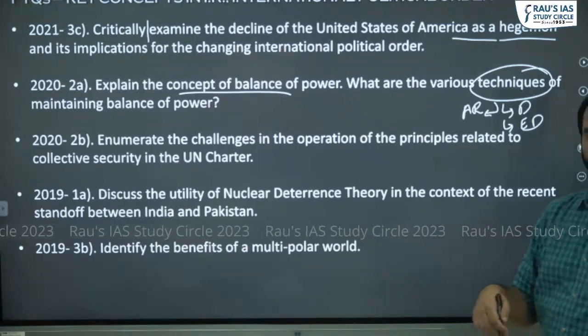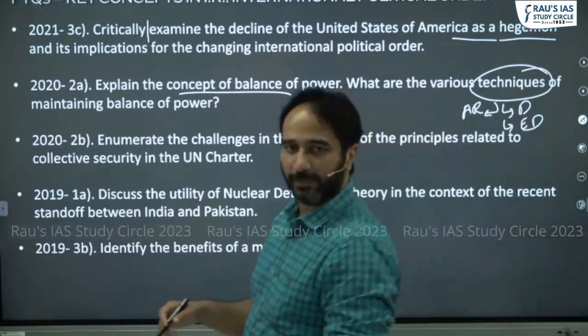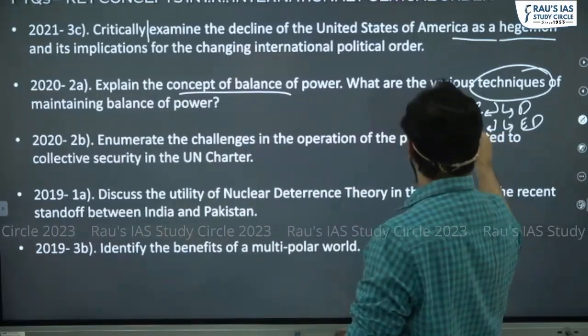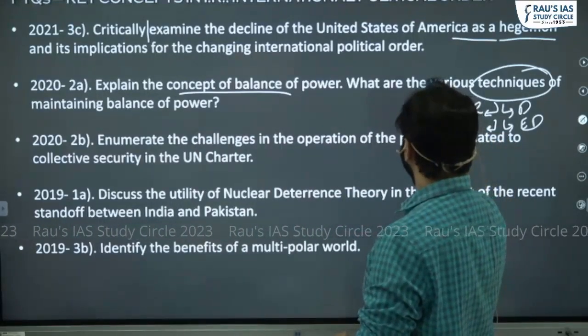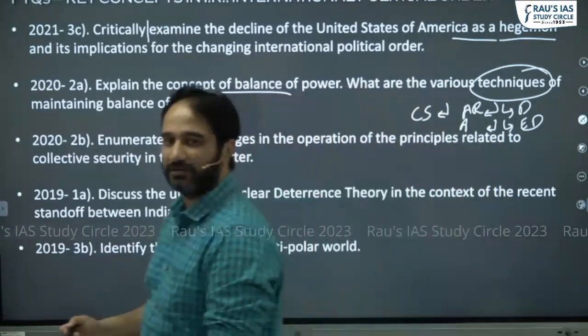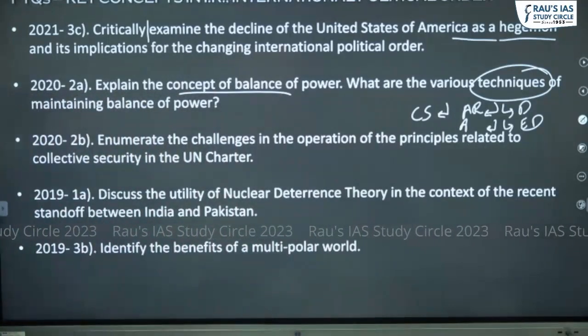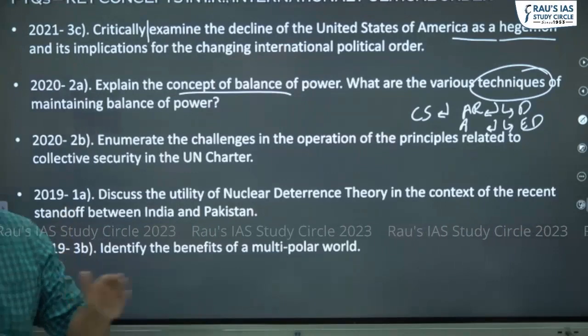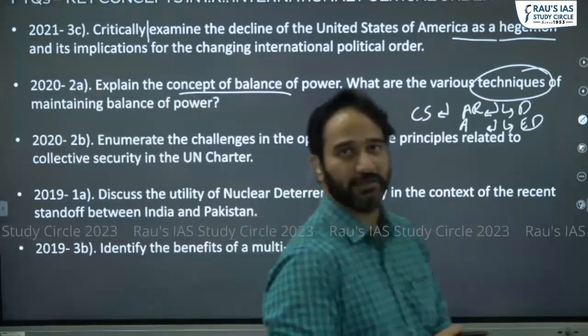credibility is in relation to deterrence only. Alliances, collective security. So, all of these are aspects through which you can maintain balance of power. Right? We've talked about all of them. You can write 3, 3, 4 lines on each of them, and your answer would be done.